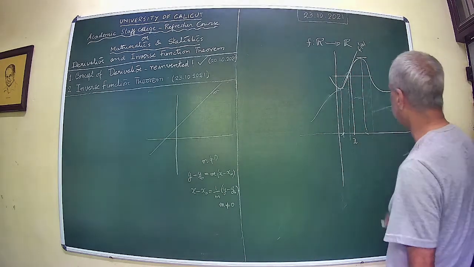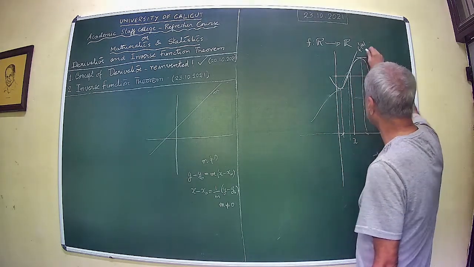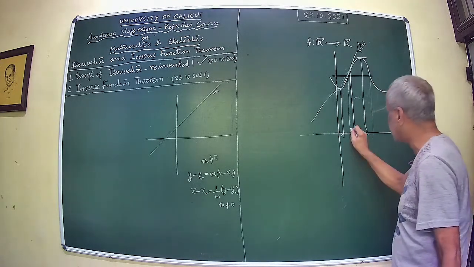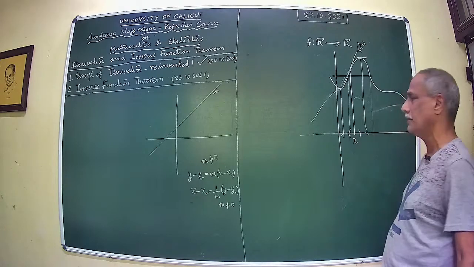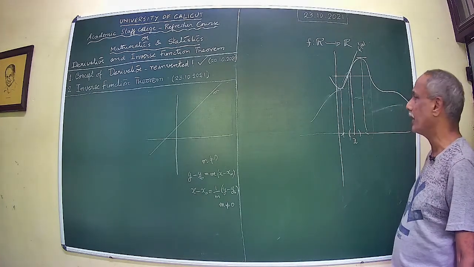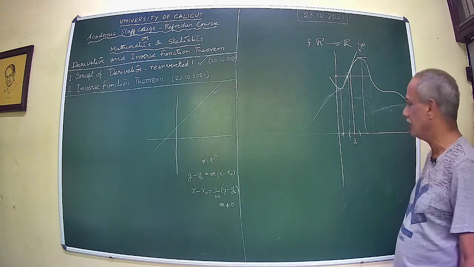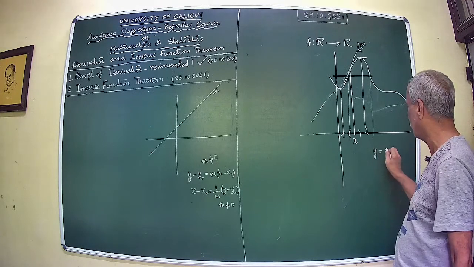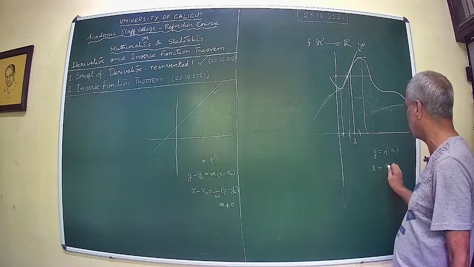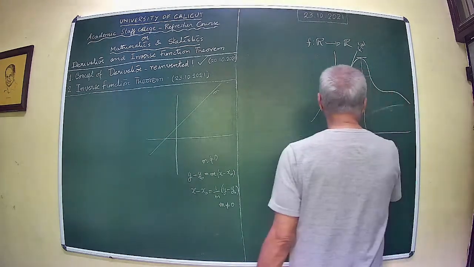So what you can say is that if x is some point where the derivative of f at x is not equal to 0, then in some neighborhood of that point, however small it may be, you are able to invert the function and write y equal to f of x can be inverted to write x equal to some g of y.